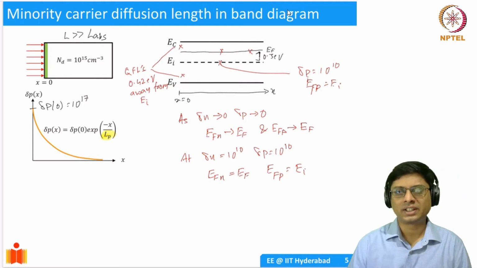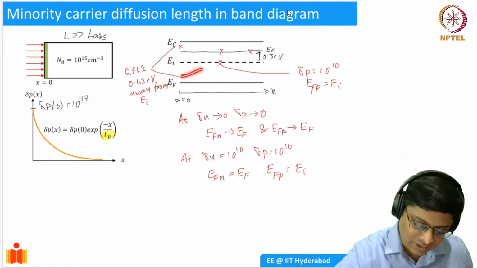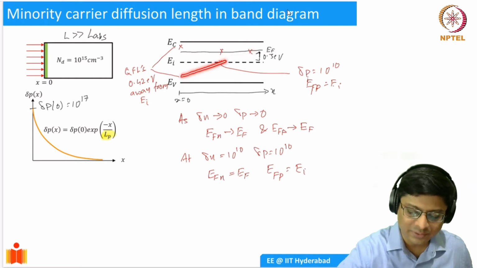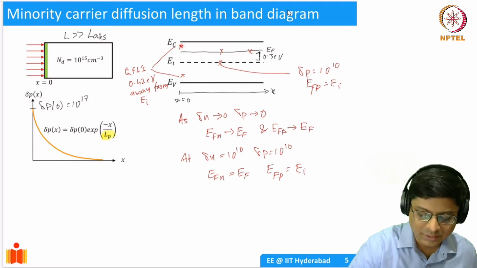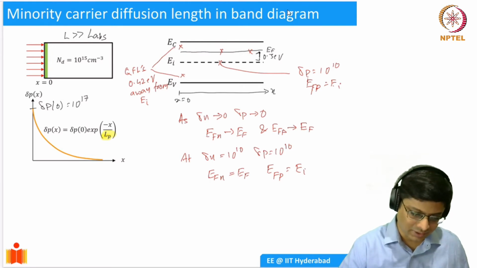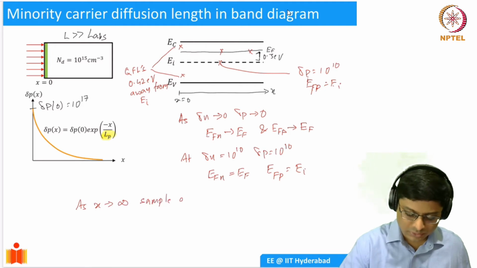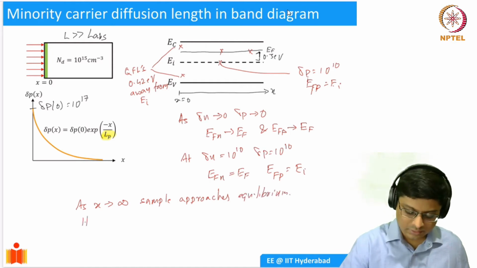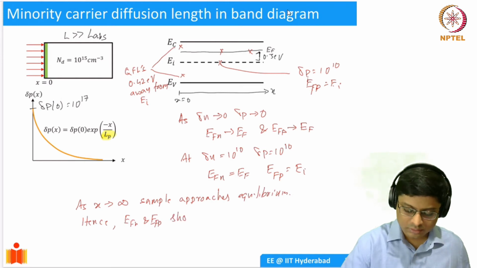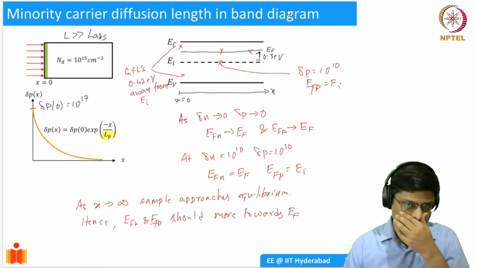So what we are seeing is the same thing. In the previous case, we saw that as it's approaching equilibrium, the quasi Fermi levels should move towards EF. So what should happen qualitatively is that this is the quasi Fermi level, and as x increases, it should move towards EF. Similarly, the electron quasi Fermi level also should come towards the same point. So this is a qualitative conclusion: as x tends to infinity, the sample approaches equilibrium, hence EFN and EFP should move towards EF.